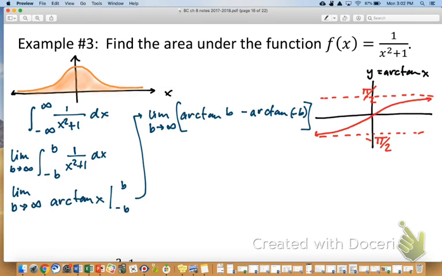So would you guys be okay with the limit as b goes towards infinity of arctan of b? Wouldn't this just be pi over 2? Yes. Minus, what about the limit going to the far left edge? Negative pi over 2. What is pi over 2 minus negative pi over 2? Pi. It is pi. I love this answer.